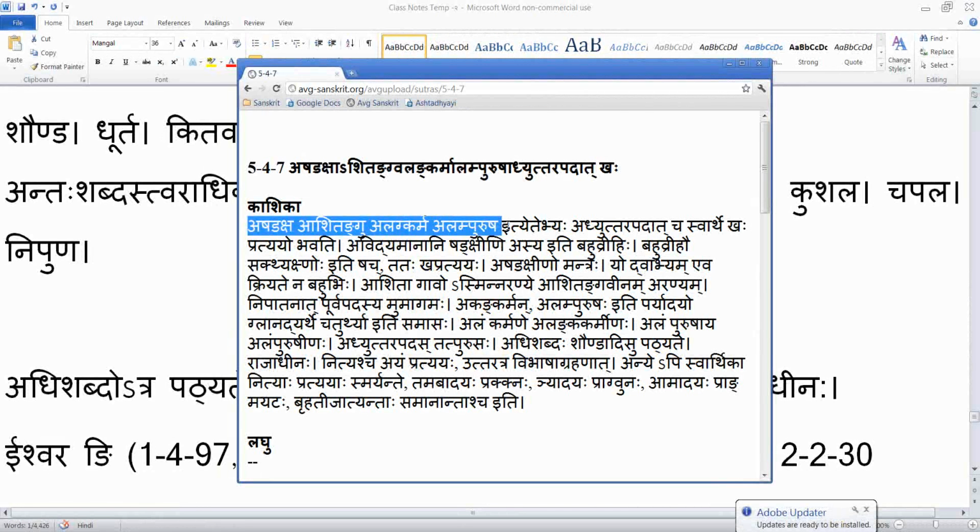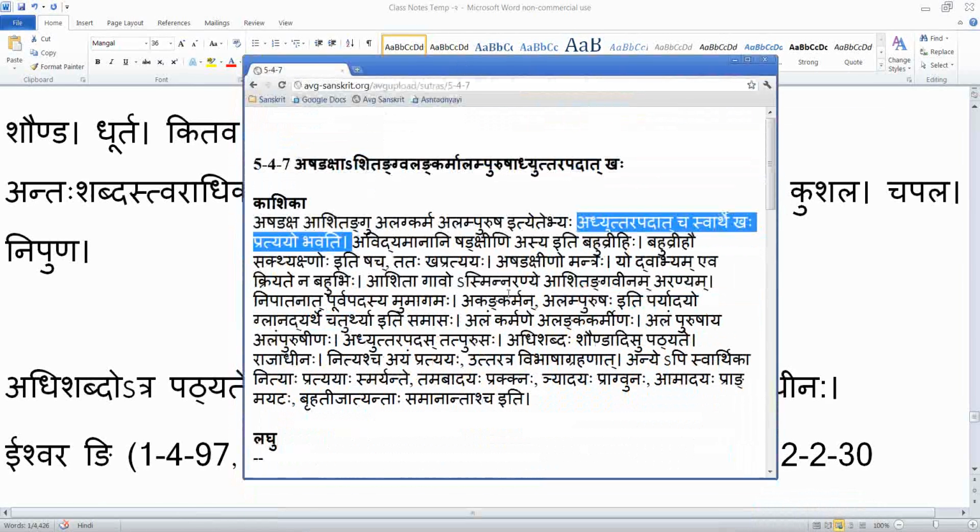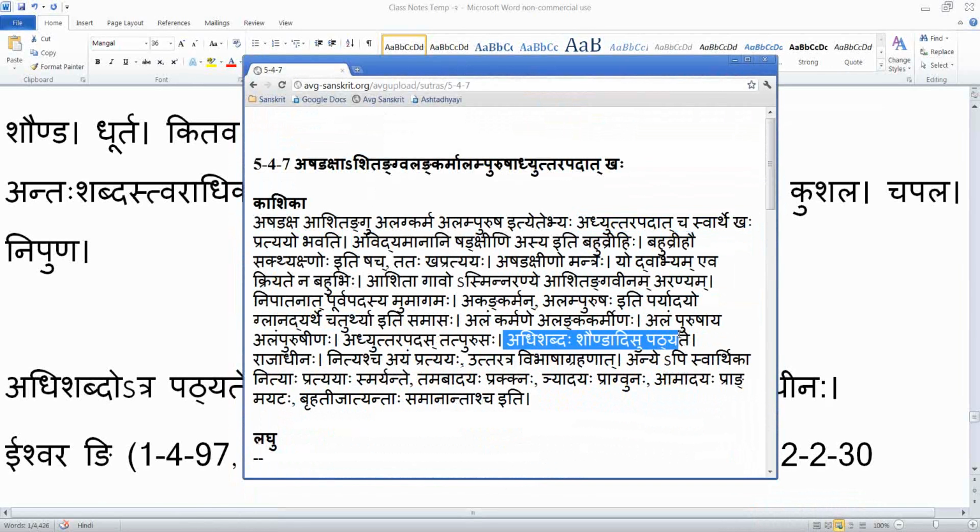Ashadaksha, ashitangu, alankarma, alampurusha, iti etebhyah. Adyuttara padacha swarthe kha pratyayo bhavati. So this is the one that we need. We don't have these four right now, so we can remove them for the time being. But adyuttara padacha swarthe kha pratyayo bhavati. So this pratyaya occurs immediately when you have adhi at the end as uttarapadam of a samasa. Now what's happening here is that if you give the compound also here, somebody will see adhi. So shaunda adhishabdo, shaunda adishu pachyate, raja adhinah.